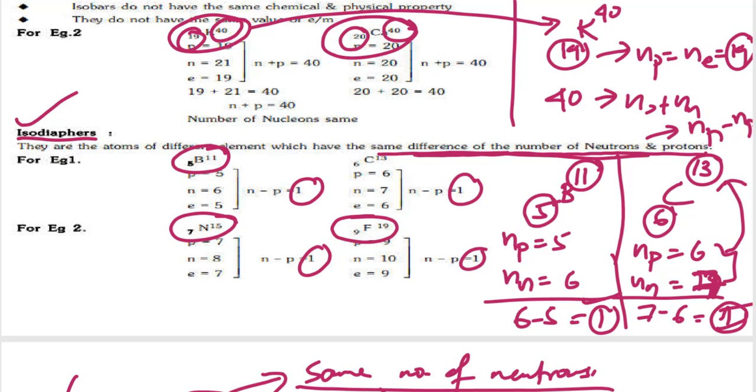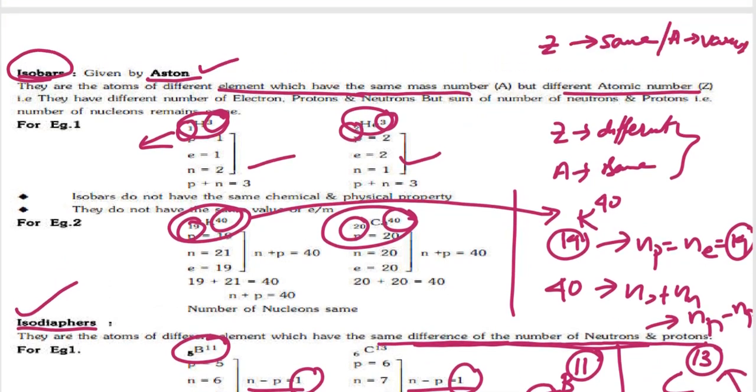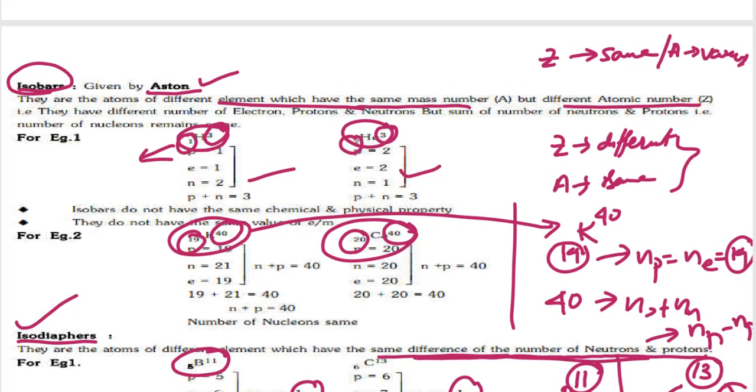आप अगर कंपेयर करेंगे इसका n − p = 1, इसका भी n − p = 1, नाइट्रोजन का n − p = 1, फ्लोरीन का भी n − p = 1, ठीक है, डिफरेंस जो है वो सेम है. आइसोबार्स में सेम मास नंबर बट डिफरेंट एटॉमिक नंबर, ठीक है, जैसे कि हाइड्रोजन ₁H³, हीलियम ₂He³, तो यहाँ पे 3 सेम है लेकिन 1 2 अलग हो गया है ना.